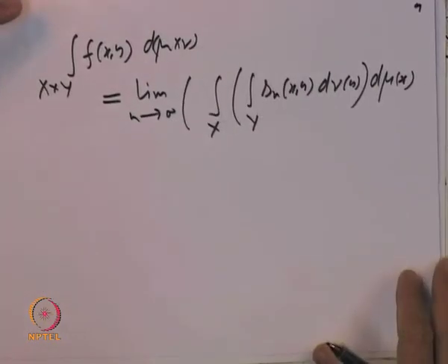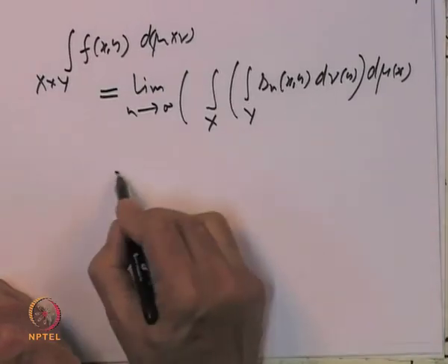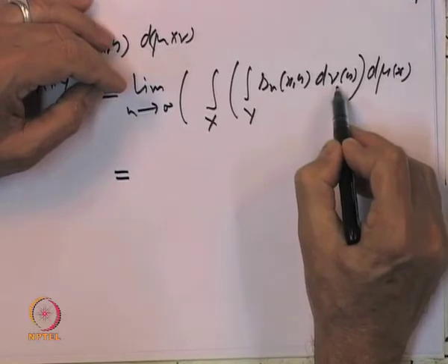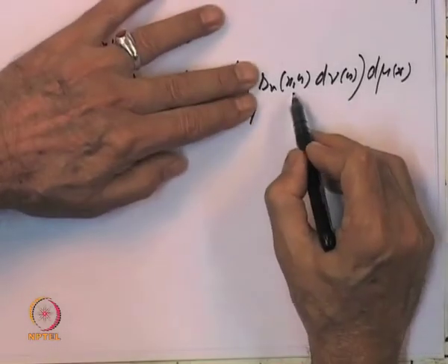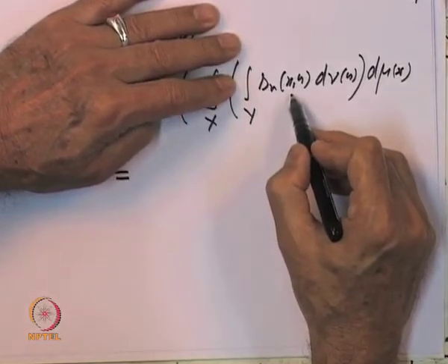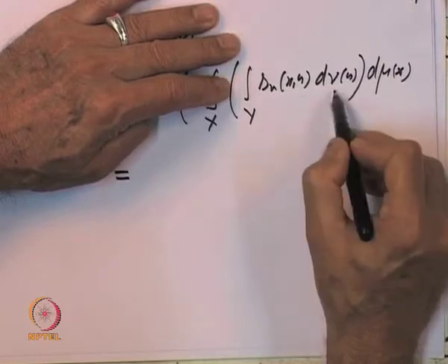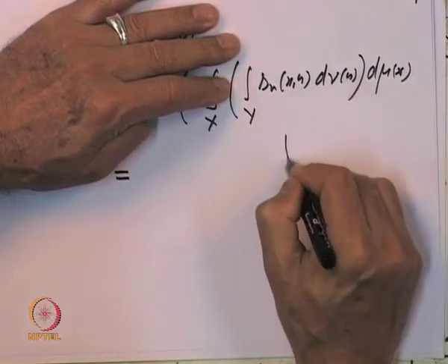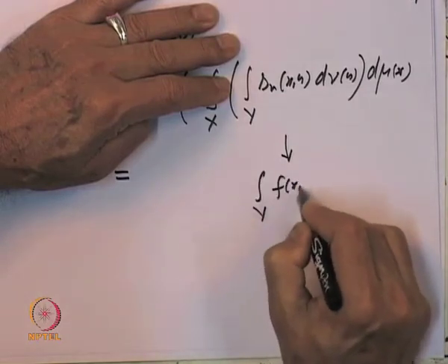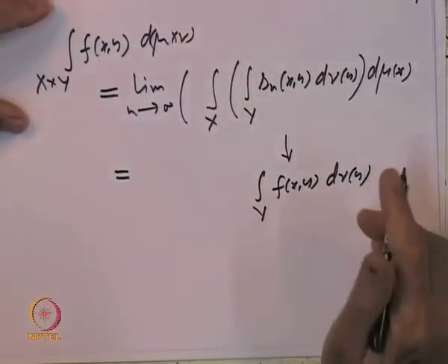This is what we have proved, but let us see what this quantity is. Note that S n, for every fixed x, is an increasing sequence of non-negative measurable functions increasing to the function f of x y. So, the monotone convergence theorem says this inner integral converges to the integral over y of f of x y d nu y. That is what we had already observed.